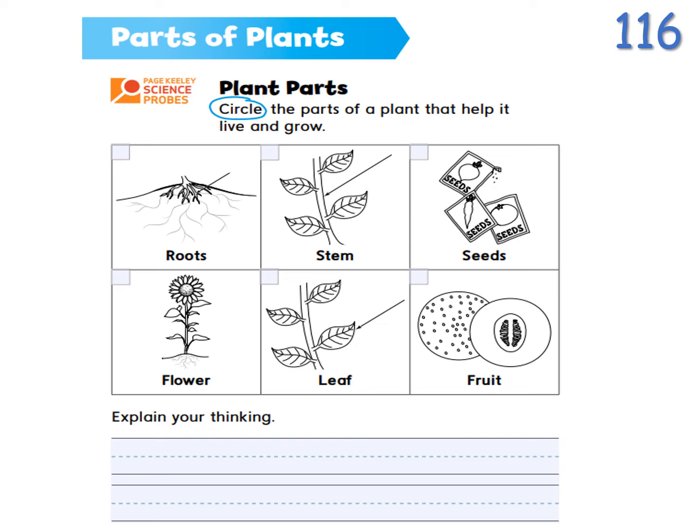Okay, so now you are looking at the plant parts. Let's circle the parts of the plant that help it grow. Vamos a ponerle círculos a la parte de la planta que lo ayuda a crecer. The first one is the roots. Roots help the plant grow because they keep the plant in the ground. Ellos ayudan a aguantar la planta. Las raíces ayudan a aguantar la planta en la tierra.